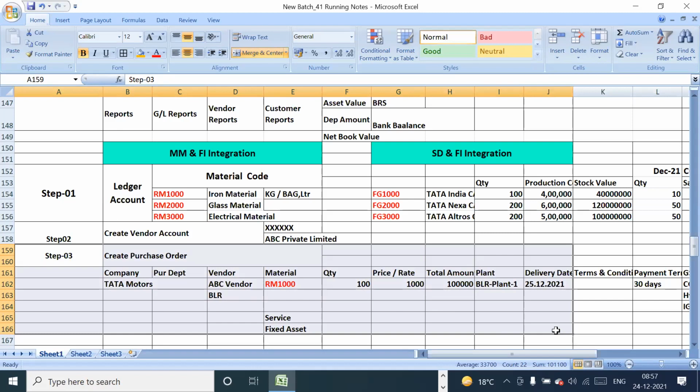Okay, so I told you in the first session or second session, we are FICO consultants, not end users. I told you what is the difference between a consultant and an RMP doctor, right?